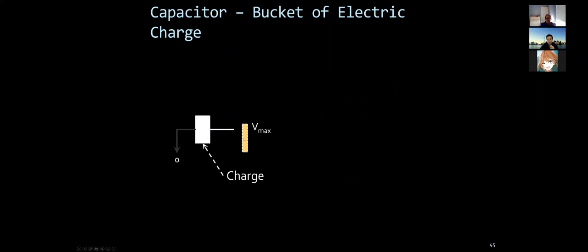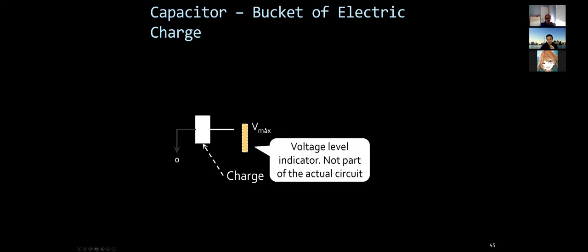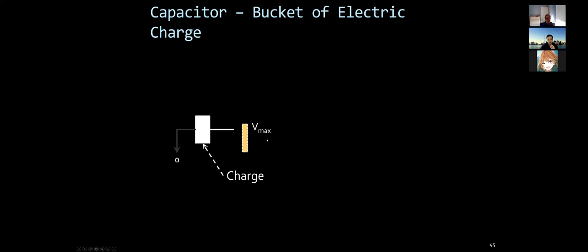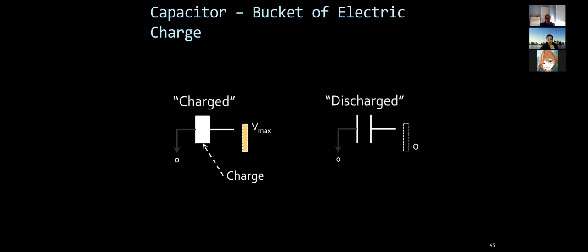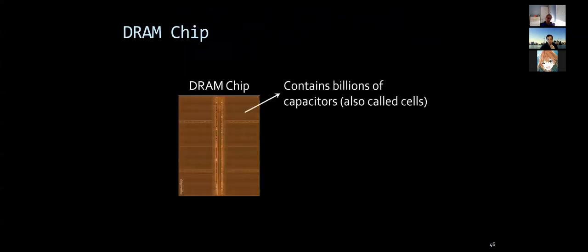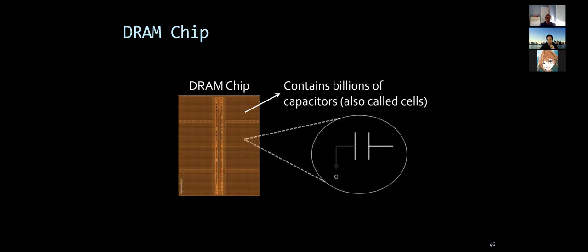This thing here is just for illustration purposes. There's a voltage level indicator for the next few slides. Remember, this is not part of the design. This is part of the design, the capacitor, not this. So for example, when things are charged, you can have a certain value. When things are discharged, you might have a different value, right? So essentially, a DRAM chip contains billions of capacitors called cells, right? It's a huge entity with tons of capacitors in it. Each of these tiny cells is a bucket of charge, right?